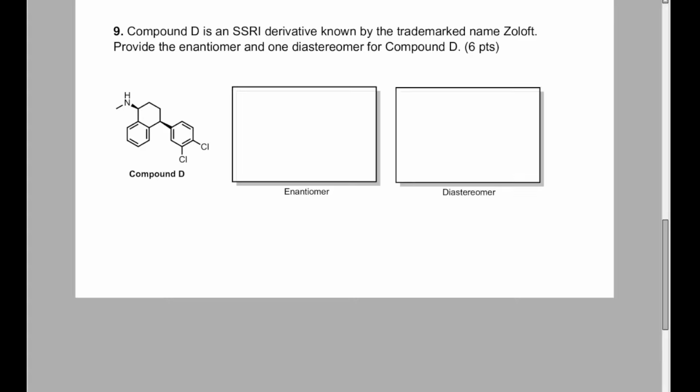9. Compound D is an SSRI derivative known by the trademark name Zoloft. Provide the enantiomer and 1 diastereomer for compound D. So, as we previously learned, enantiomers are just the same, but all of the dashes are changed to wedges, and all of the wedges are changed to dashes. In this case, there are these 2 that are both wedge substituents, so we just need to change both of them to dashes. And you have to make sure that all of the stereocenters have the changed stereochemistry if you're talking about an enantiomer. So I'll just go ahead and draw that.